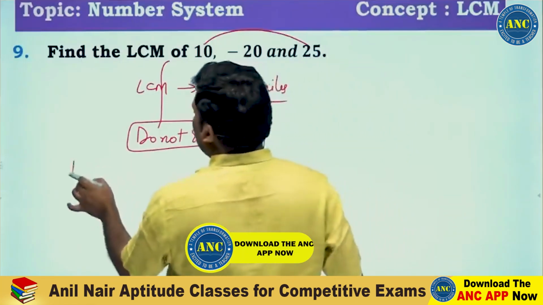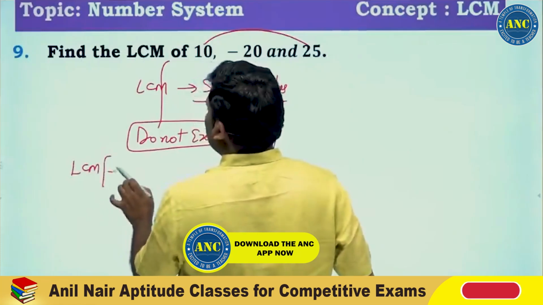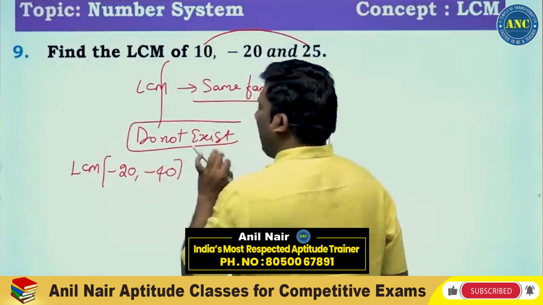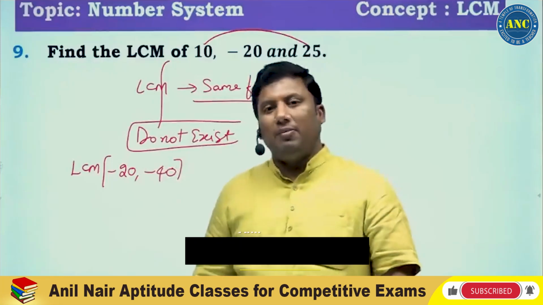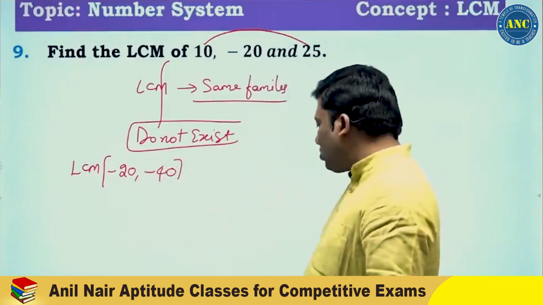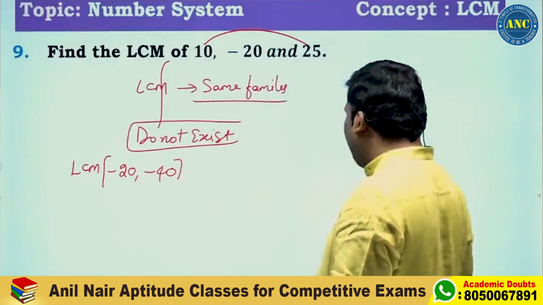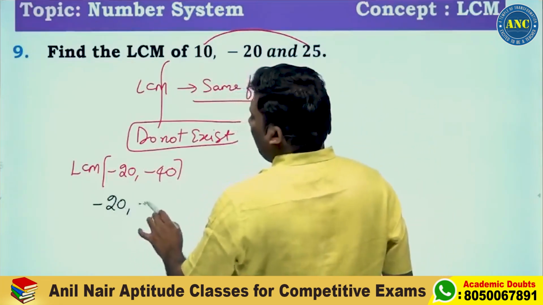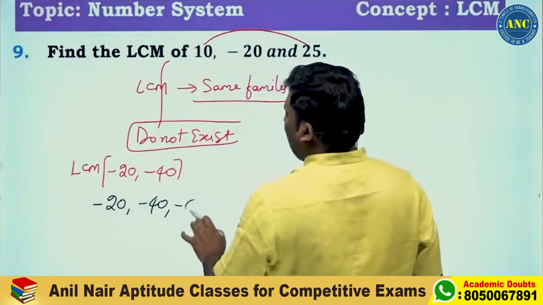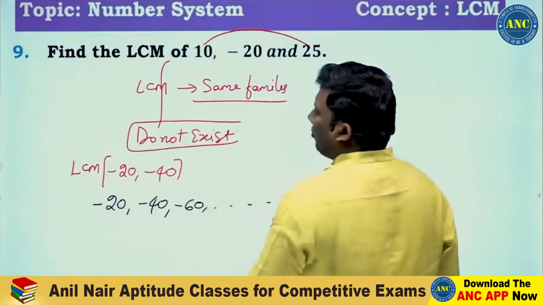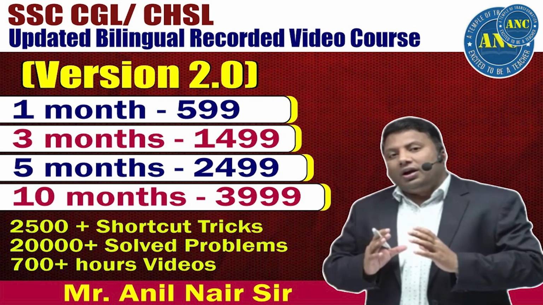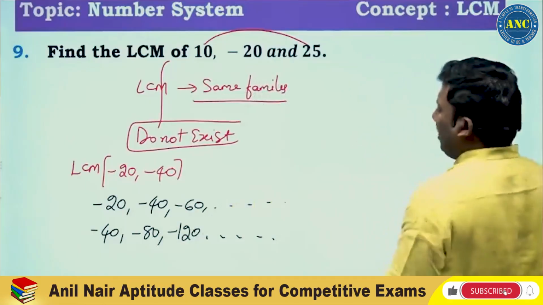One student asked me some years before, sir, what is the LCM of minus 20 and minus 40? They both belong to the same family. LCM of minus 20 comma minus 40. See here, what are minus 20's multiples? Minus 20, minus 40, minus 60 and so on. Minus 40's multiples: minus 40, minus 80, minus 120 and so on. Am I right?